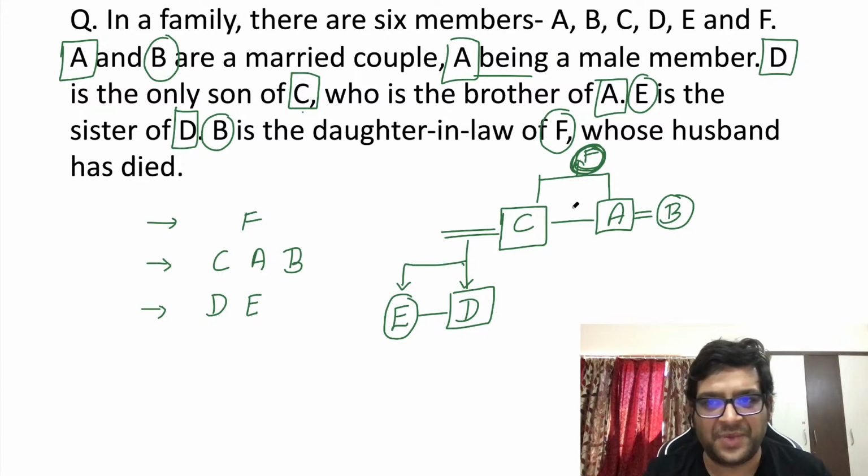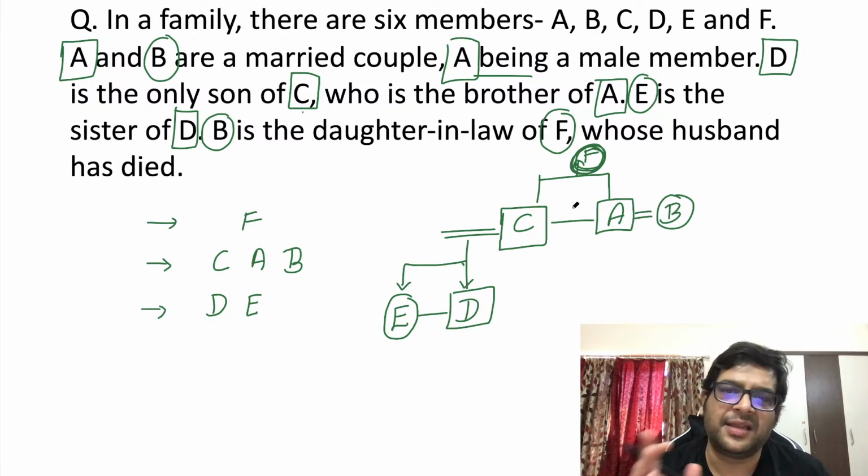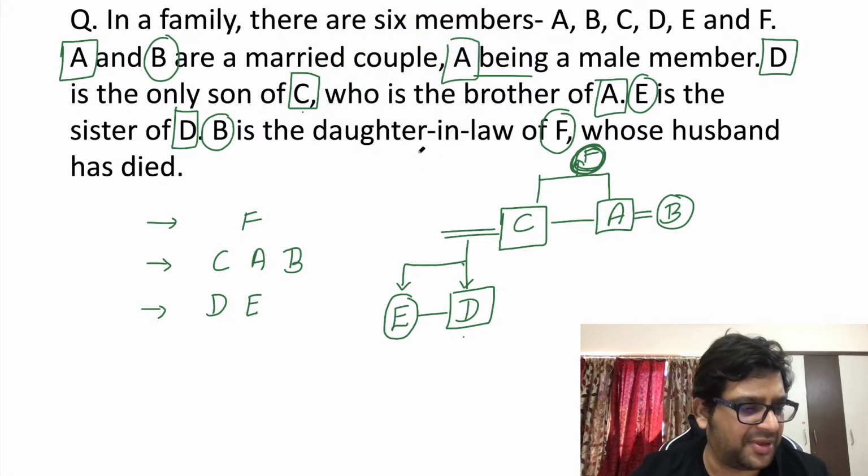A is married to B. A is the male. C is the brother of A, so C is also male. And C has children. E is the sister, and D is the only son of C. So D is a male, only son. E is the only daughter. Once you have the family tree, that is when you should try and attempt the questions.